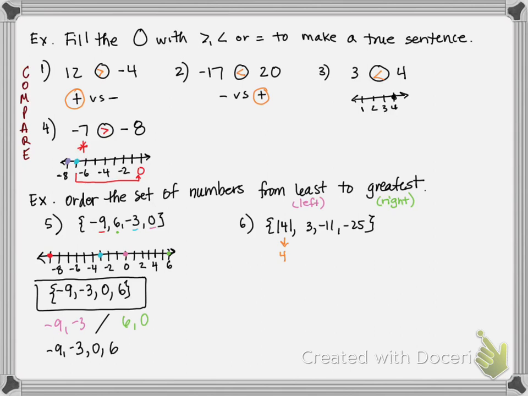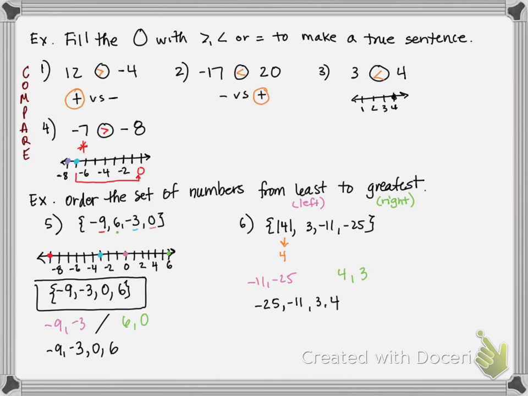Okay, so I'm going to go ahead and group my negatives first. So let's see, we had -11, -25, and then I'm going to group my positives, and we have a 4 and we have a 3. So the smaller the negative, the closer to 0. So those two need to get swapped around. And then between 4 and 3, 3 is smaller than 4.